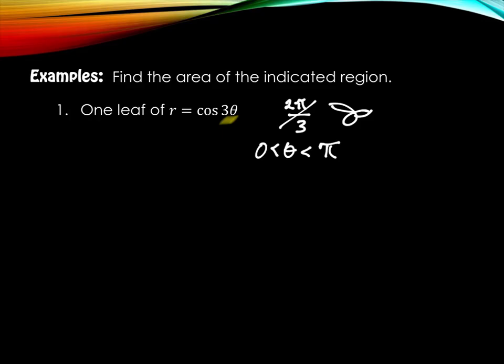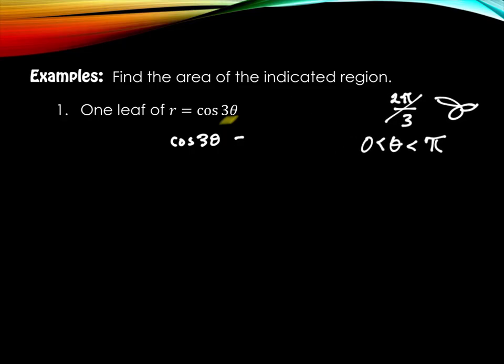So what we're going to actually do is set our cosine of 3 theta, let me move this to the side, equal to 0. And the reason we're doing this is because at the origin, remember we're doing r and theta, r is equal to 0. Okay, at the origin r is equal to 0. So I set this equal to 0, then this 3 theta has to equal something.